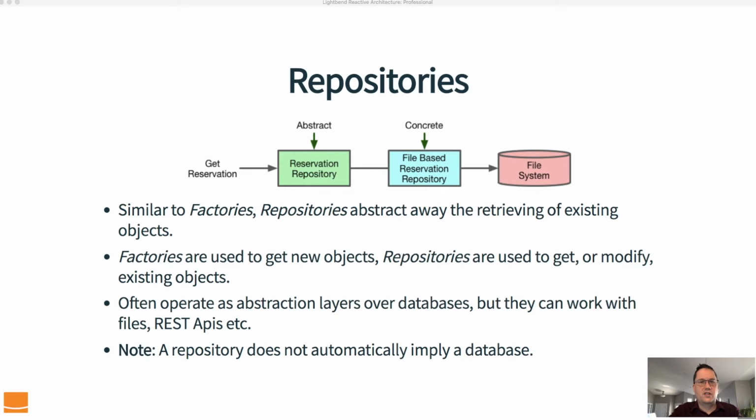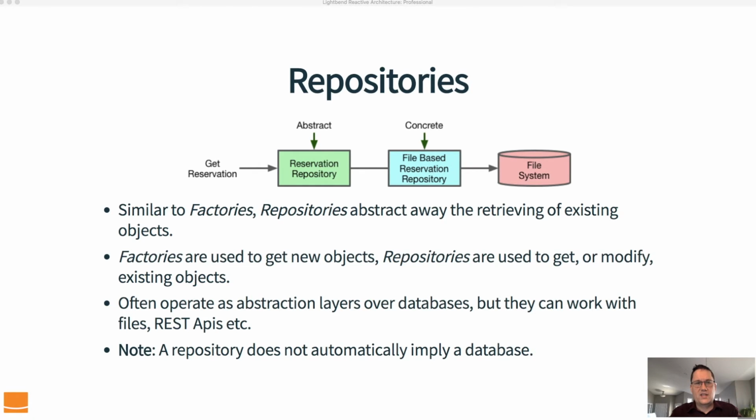Now, repositories are similar to factories, but instead of abstracting away creation, they abstract away the retrieving of existing objects. So factories are used to get new objects. Repositories are used to get or modify existing objects. Again, if we use the CRUD terminology, create, read, update, and delete, then repositories are the RUD. They are the read, the update, and the delete. They often operate as abstraction layers over top of databases, but they can also work with files, REST APIs, etc. So in our example here, we have our reservation repository, and we have a specific implementation of it that is file-based. So we're not using a database in this case, we're using a file system.